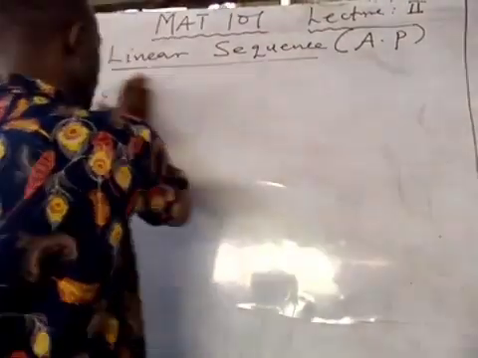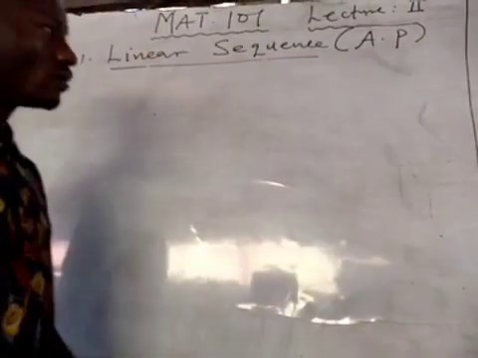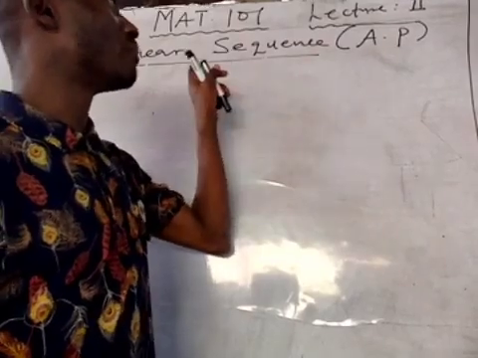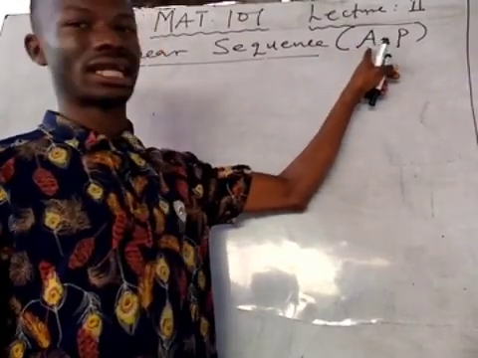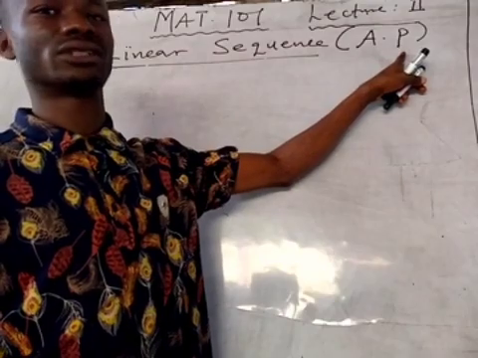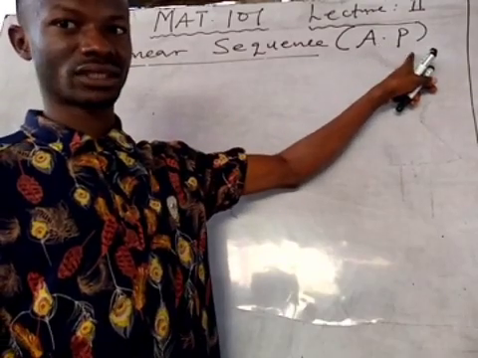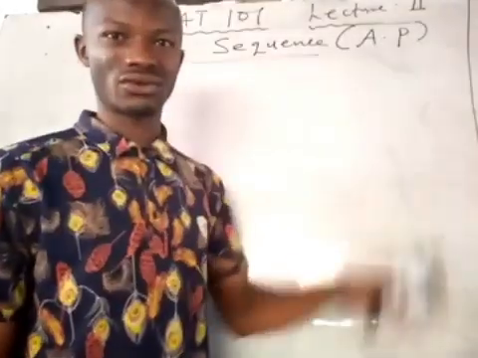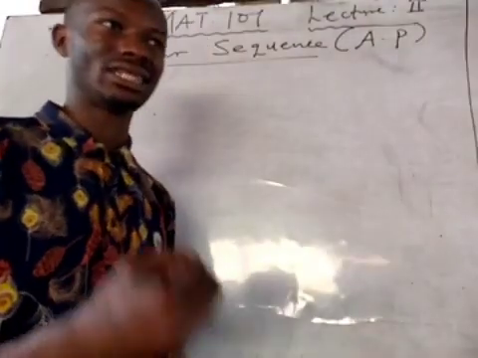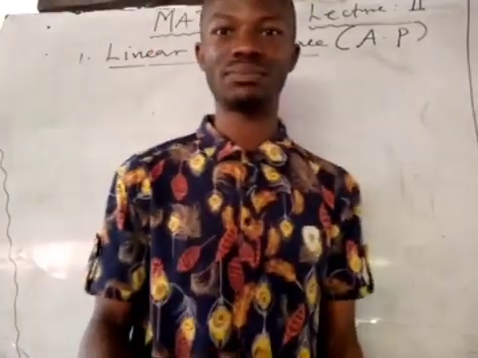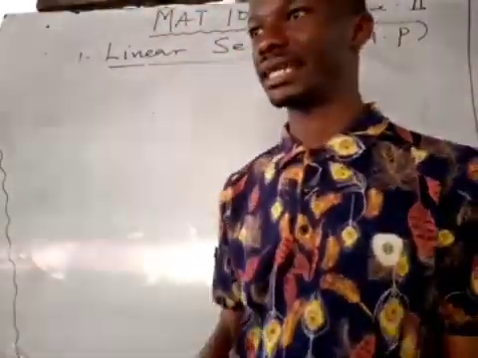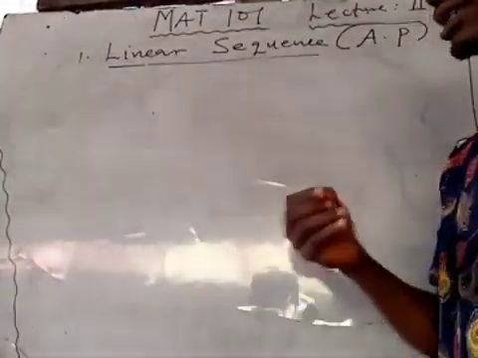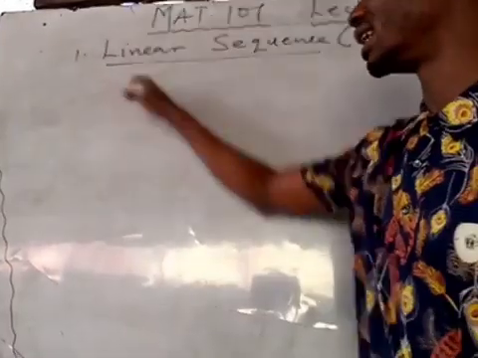Now, what is a linear sequence? Another name for linear sequences is AP, where A means arithmetic and P means progression. So we'll talk about arithmetic progression. When you are given a linear sequence, it means that the sequence is in arithmetic progression. So when can we say that a sequence of numbers is said to be in arithmetic progression? Or when can we say that a sequence of numbers is a linear sequence?